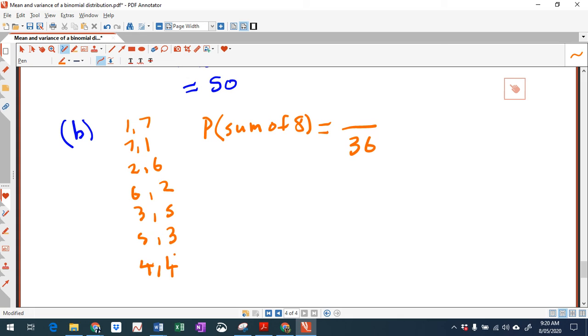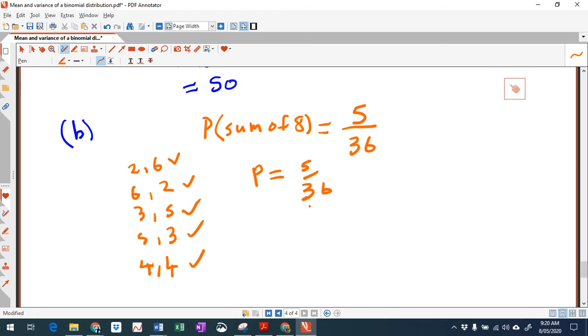1, 2, 3, 4, 5, 6, 7, where I've got a sum of 8. Whoops, my bad there. What am I doing? These aren't right, are they? I can't get 1 and 7. Okay, so I'll rub those out. That's not quite correct, is it? Now that's correct. There we go. 1, 2, 3, 4, 5. All right, so 5 out of 36. That's good. Now, that means my probability of success is 5 over 36.